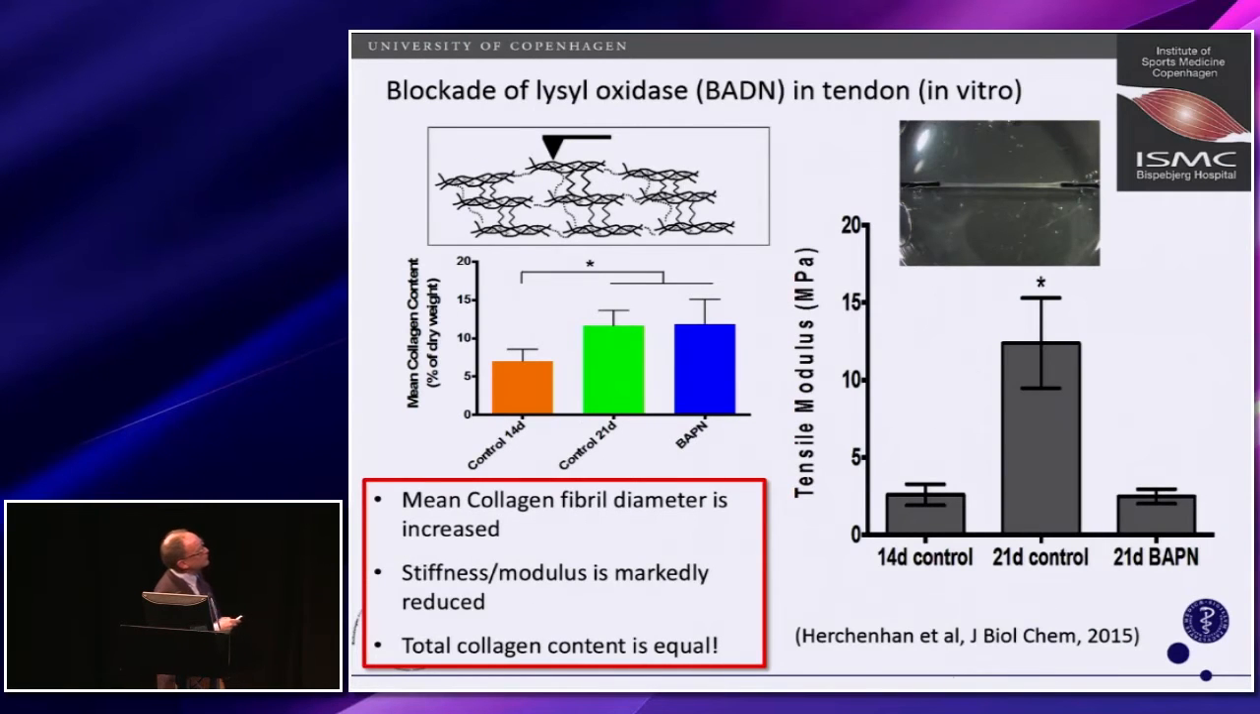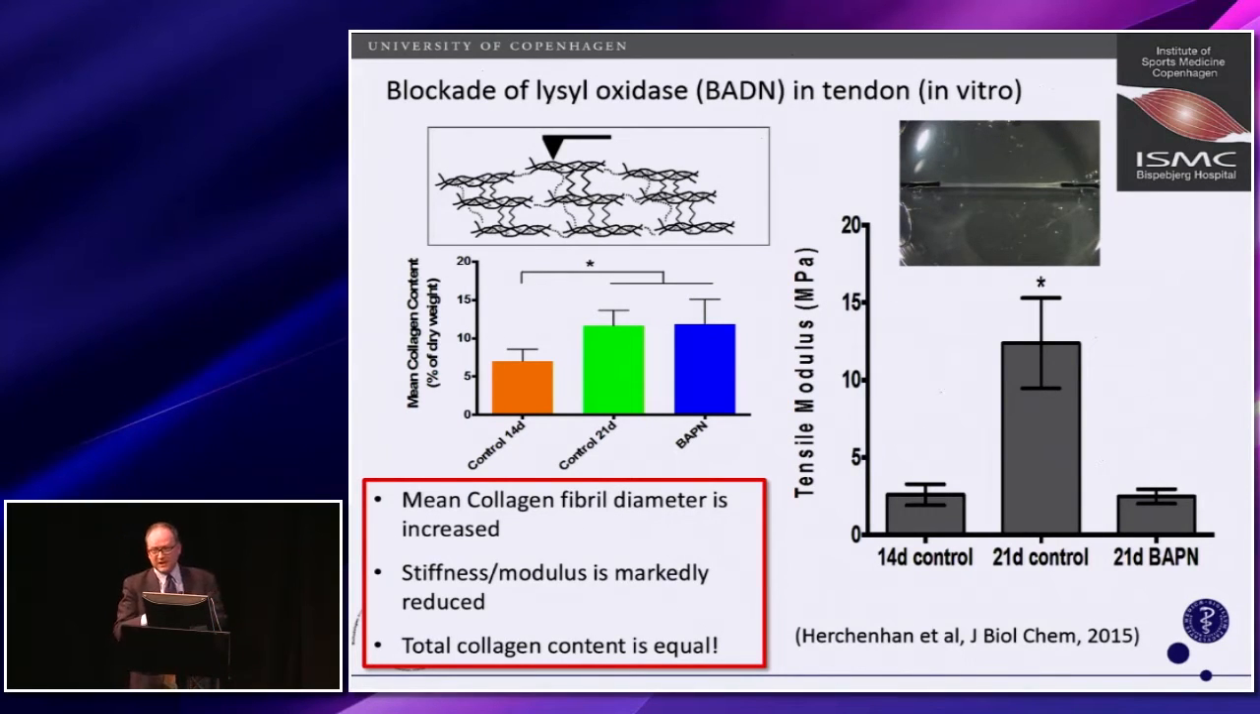And one proof that this is an important issue in making or developing a tendon is here, where this is an in vitro study where human tendon cells are allowed to form an artificial tendon, so to speak, and we then measured the collagen content throughout this development. And if you block the lysyl oxidase, which is a blocker of the enzymatic crosslink in that structure, you don't inhibit the formation of collagen.